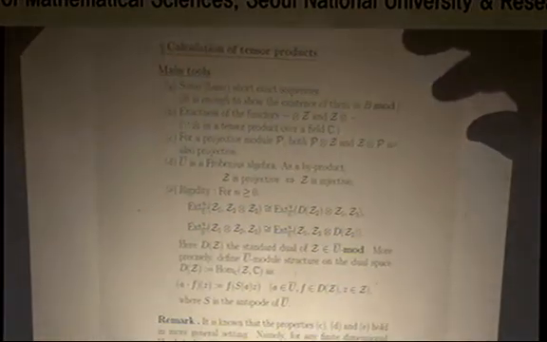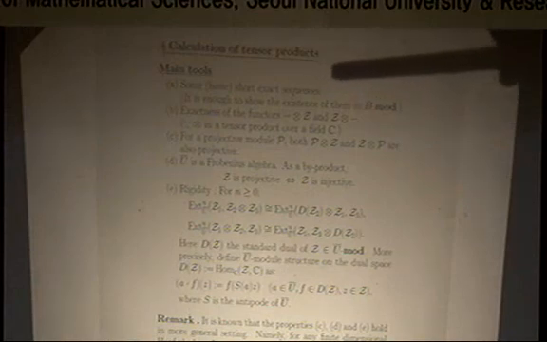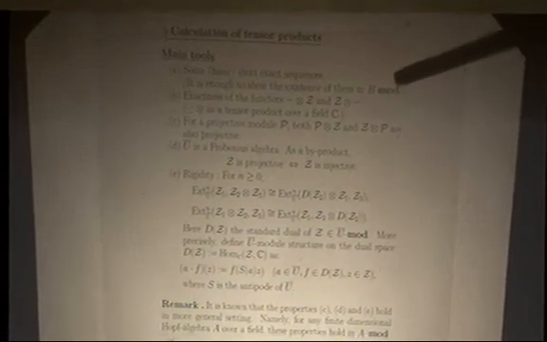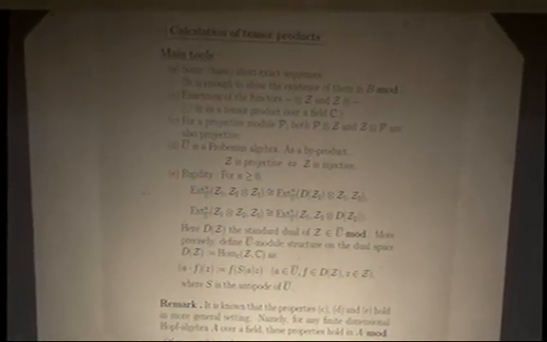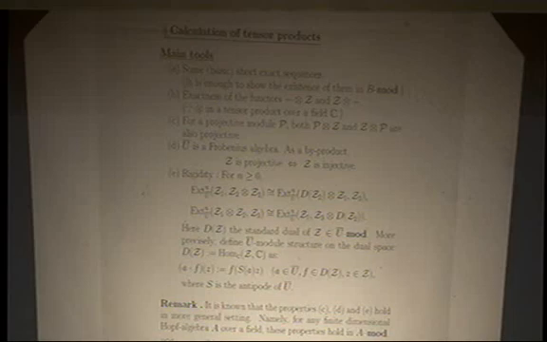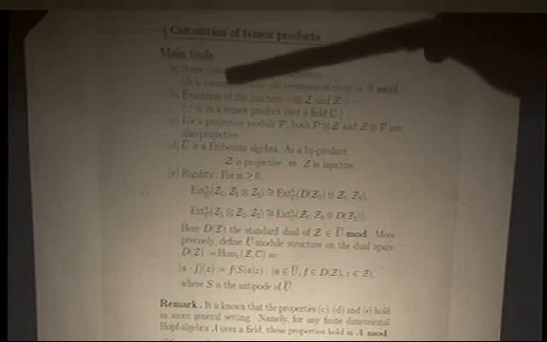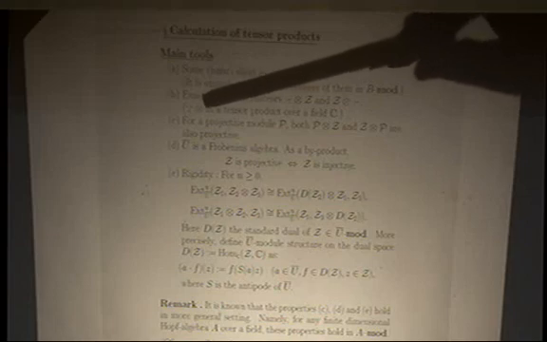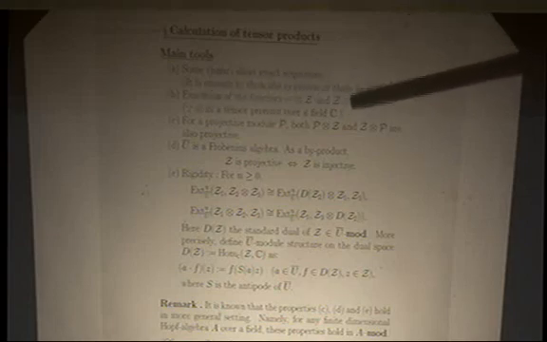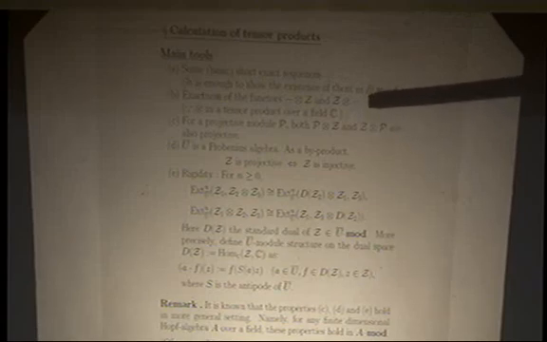And calculation of tensor product. The main tool for calculation of tensor product is the following. The first one is some basic short exact sequence. This is enough to show the existence of them in B mode, because U_q(sl2) bar is Morita equivalent to basic algebra B sub U bar. And exactness of functor, this one. This follows from tensor product over field C. This is very easy to get the exactness of the functors.